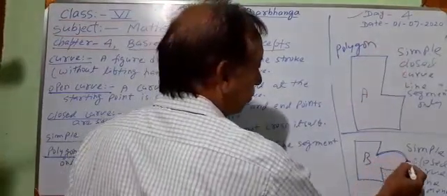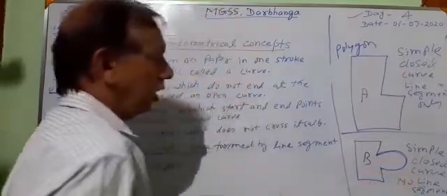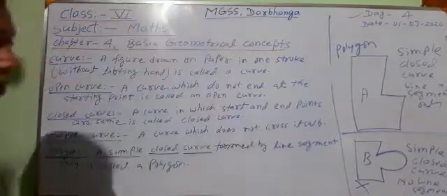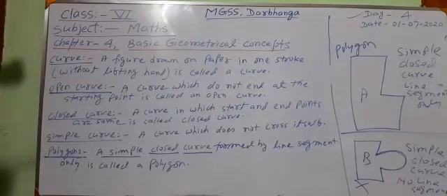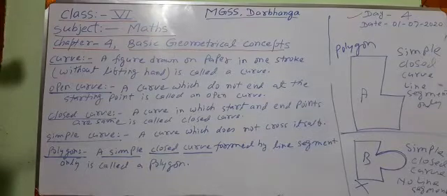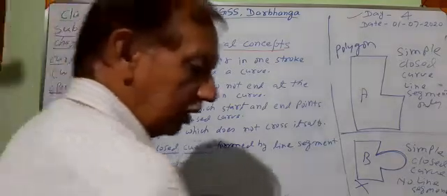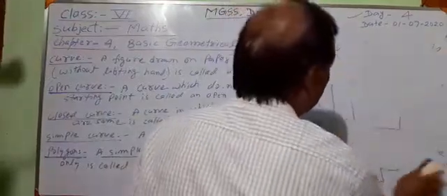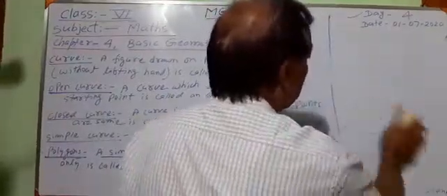Here we are seeing this portion is not a line segment. That is a curve. So it is not a polygon. Figure B is not a polygon. What is a polygon? A simple closed curve formed by line segments only is called a polygon. Now I am drawing some figures and you have to decide which is a polygon and which is not a polygon. Which type of curve is this?